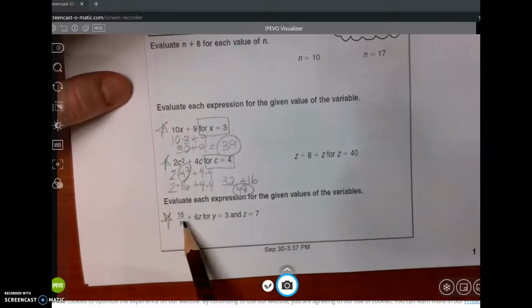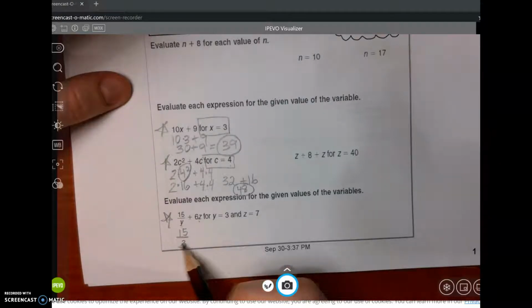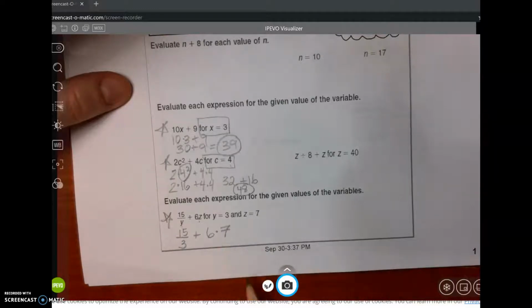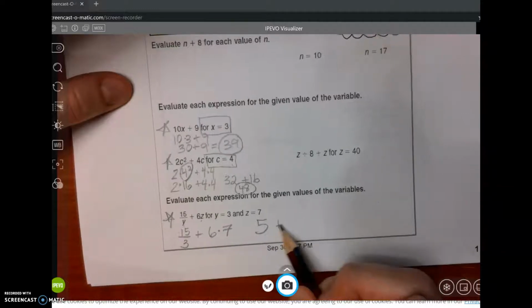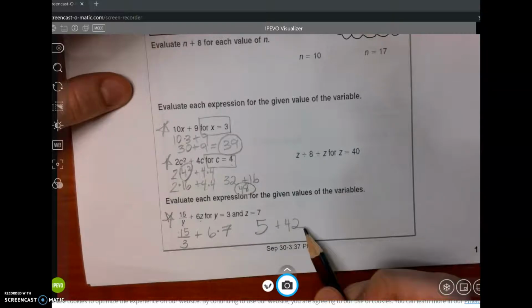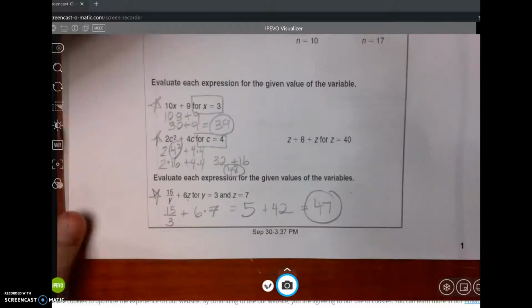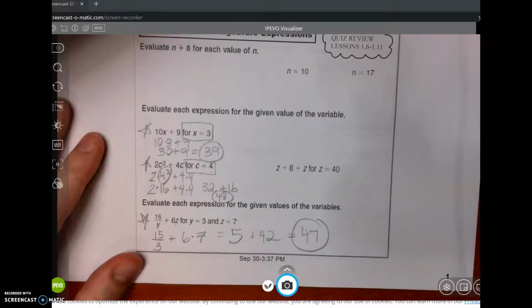Okay, my last one here. A fraction means division, so I'm going to divide here, and then this is multiplication. So I'm going to replace y with 3, and z with 7, and then just do the math. Division and multiplication are at the same level, so I just do them left to right. 15 divided by 3 is 5, and 6 times 7 is 42. And then my last step is to add. We get 47. Okay, so that is lesson 1-6.